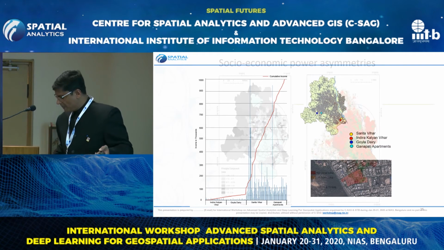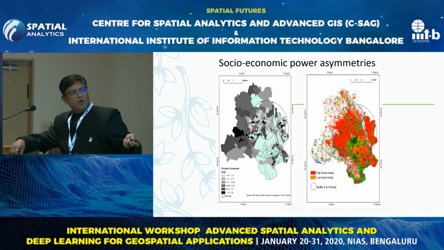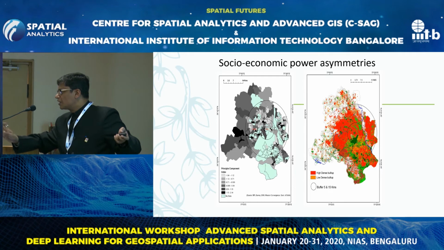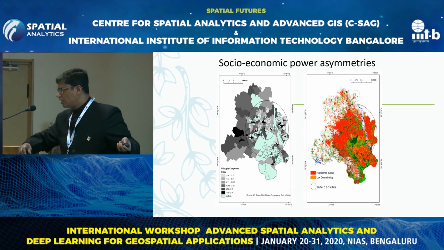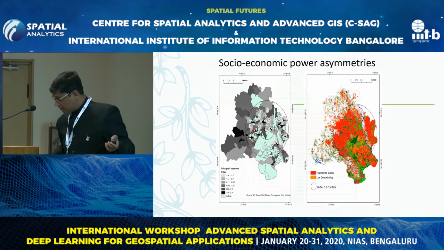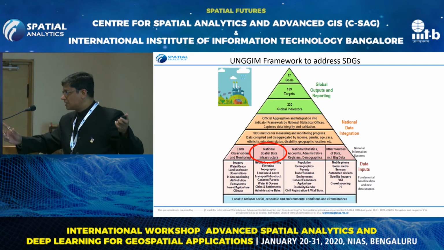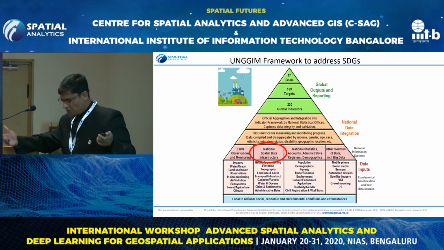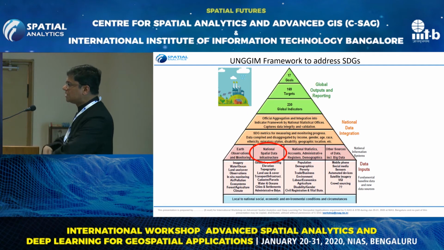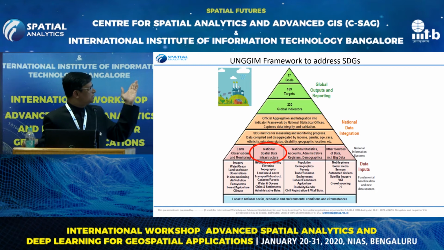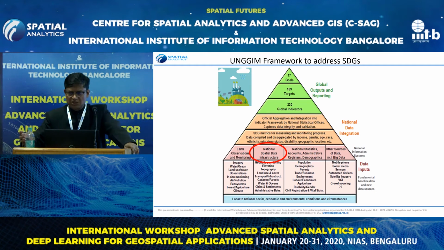But if you see the socioeconomic power asymmetry, the people living in a small place are accessing, or exerting more influence on, the resources available in that particular city. With a study like this, what we haven't yet been able to do is link it with the societal space and analyze it. So ultimately, by studying this, where are we going? This is the UNGGIM framework; the Sustainable Development Goals are currently the framework of development.